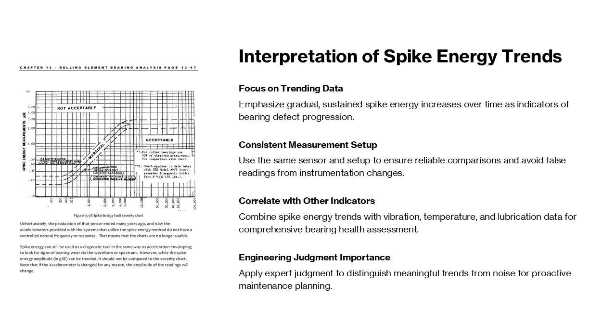events. Comparisons should always be made using the same sensor, mounting location, and measurement setup. Sudden step changes may indicate changes in instrumentation rather than machine condition. It is also important to correlate spike energy trends with other condition indicators, such as overall vibration, temperature, and lubrication condition. When interpreted correctly, spike energy provides valuable insight into the early stages of bearing damage, allowing maintenance teams to plan inspections or replacements proactively. Engineering judgment plays a key role in distinguishing meaningful trends from noise.